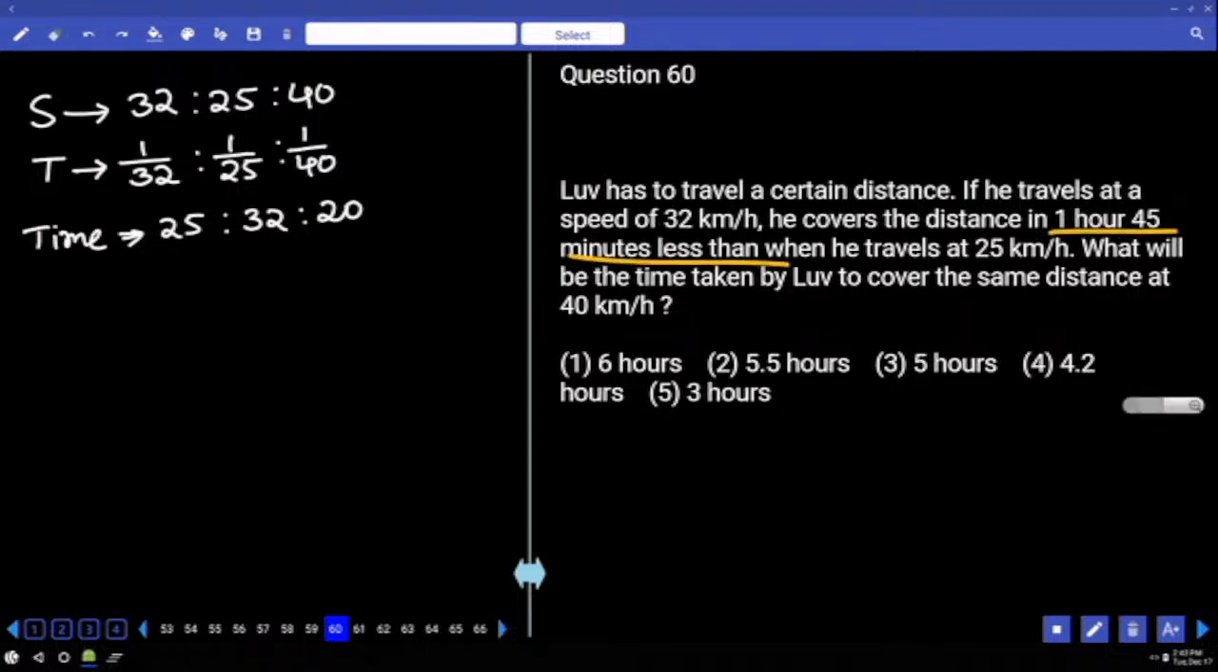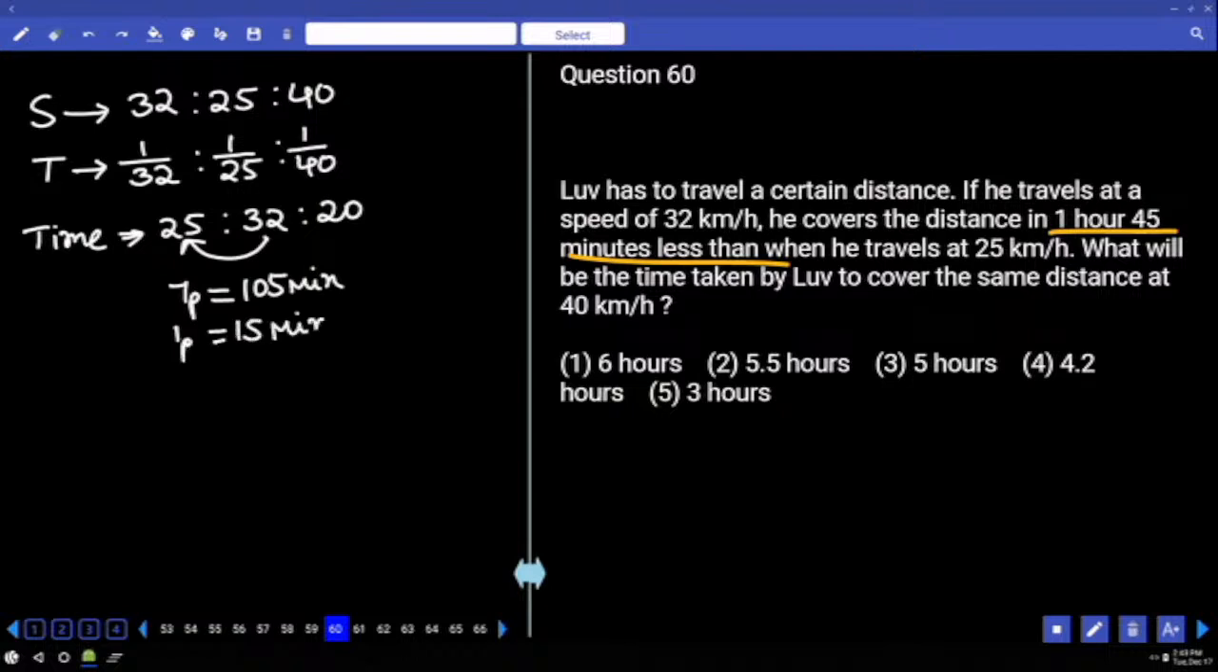It takes how much less time? 1 hour 45 minutes while traveling with 32 kmph. It takes 1 hour 45 minutes less than at 25 kmph. Difference is how many parts? 7 parts value 1 hour 45 minutes. Convert into minutes: 1 hour is 60 plus 45. 7 parts value 105. And 1 part?